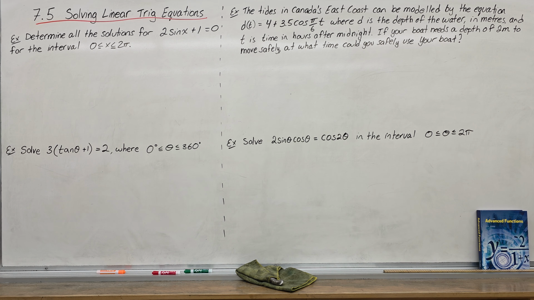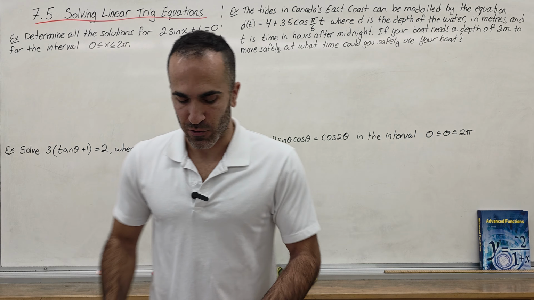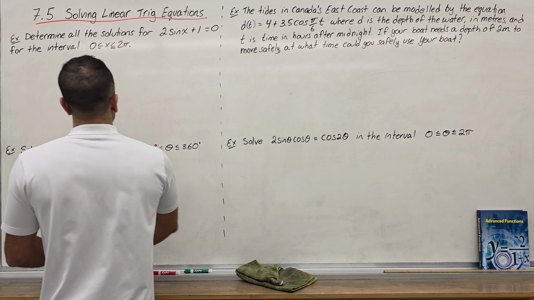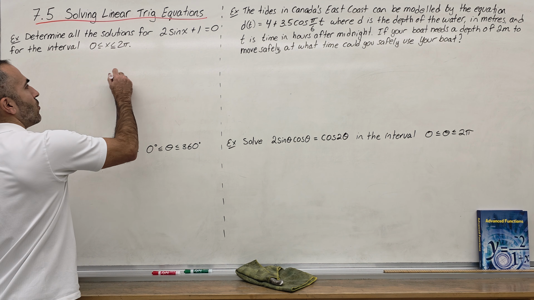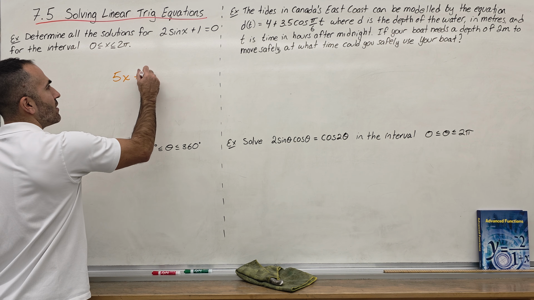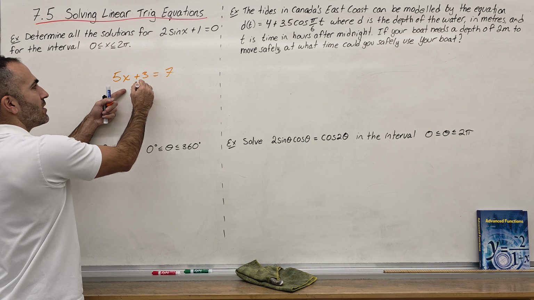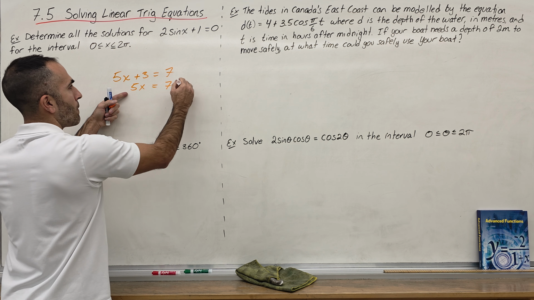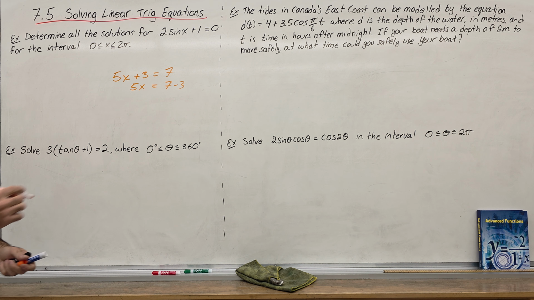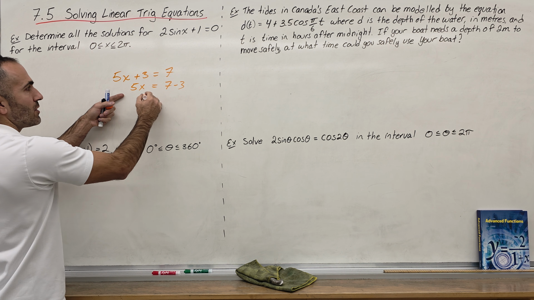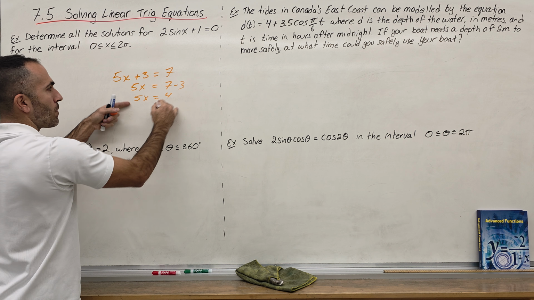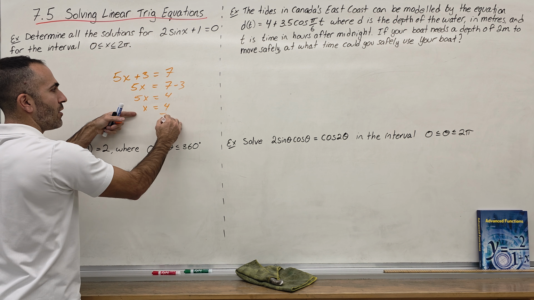7.5 is solving linear trig equations. So remember, linear equations are just where the variable is linear. It's to the exponent 1. So when I solve linear equations, I bring over terms and I can solve for the variable.